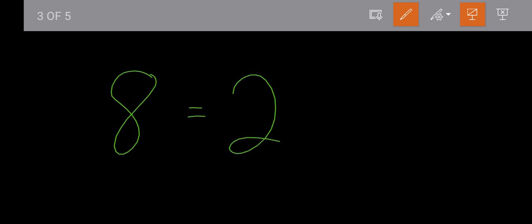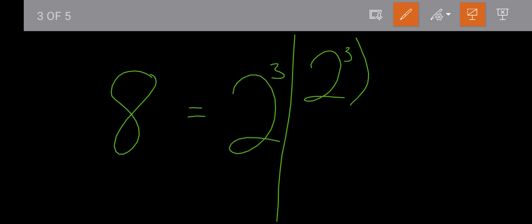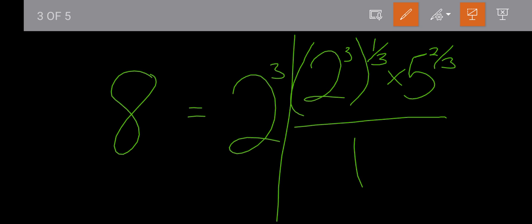Now, I know that 8 as a number can also be expressed as 2 raised to the power 3 in index form, right? Since 8 can be expressed as that, the equation now becomes, instead of 8, I'll have 2 raised to the power 3, raised to the power 1 over 3 times 5 raised to the power 2 over 3 divided by 10 raised to the power 2 over 3.